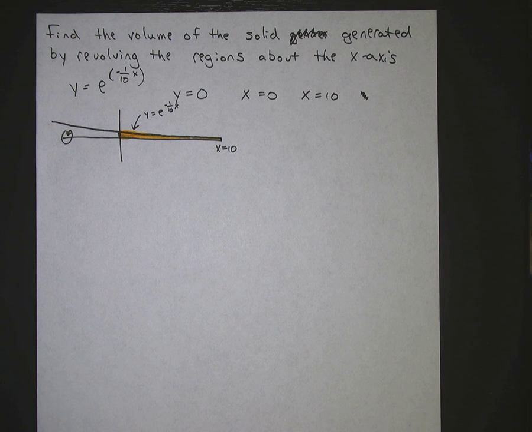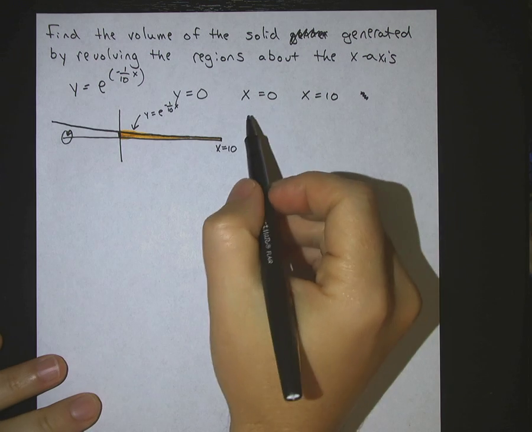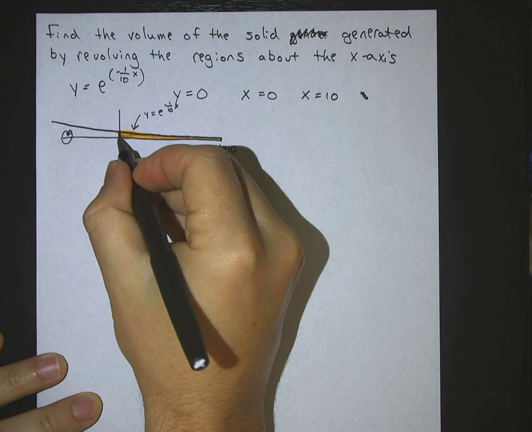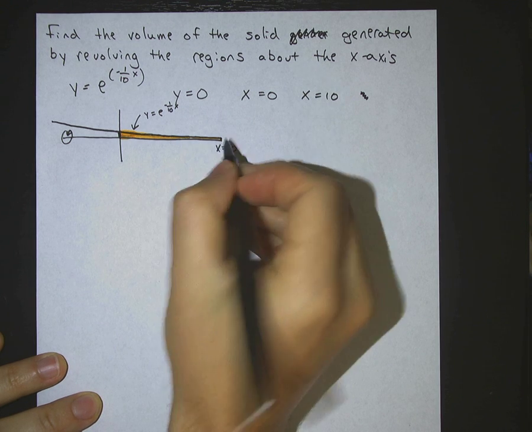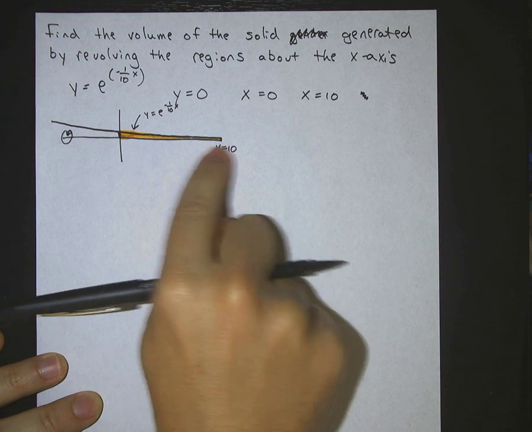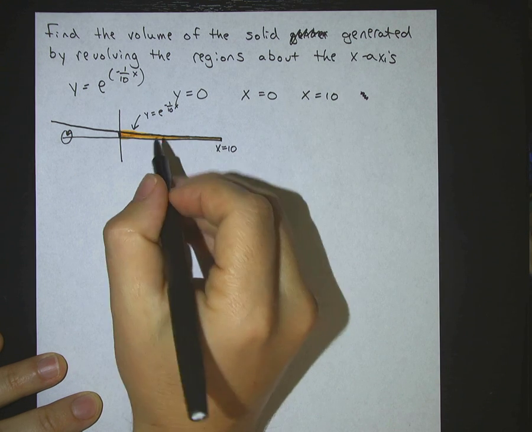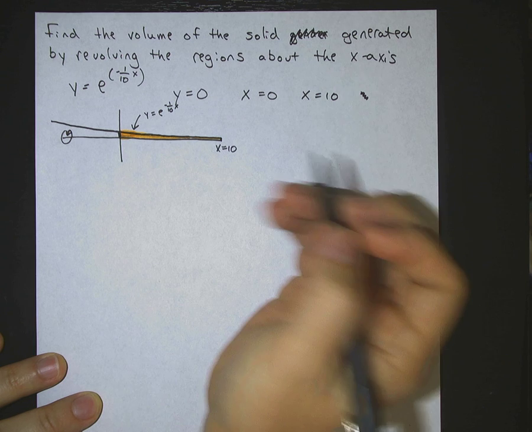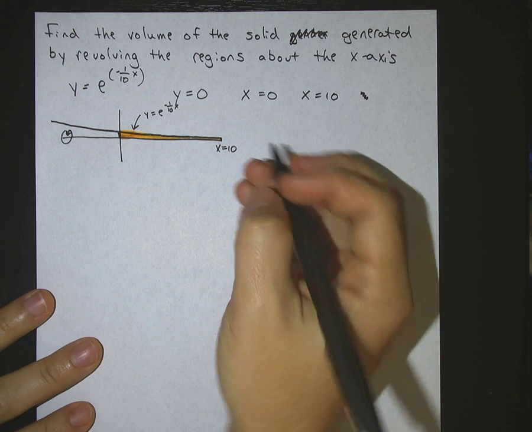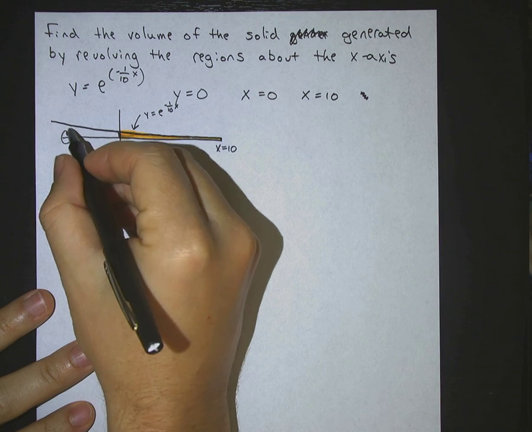Okay, in this problem we're asked to find the volume of the solid generated by revolving the region about the x-axis. Our function given is y equals e to the negative 1/10 x, y equals 0, x equals 0, and x equals 10. So x equals 0 and x equals 10 are going to be our limits over this shaded region. The upper line here is the function e to the negative 1/10 x, and y equals 0 is the lower region of that. So we're rotating around the x-axis.